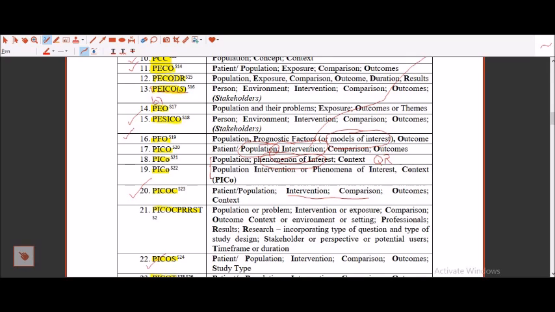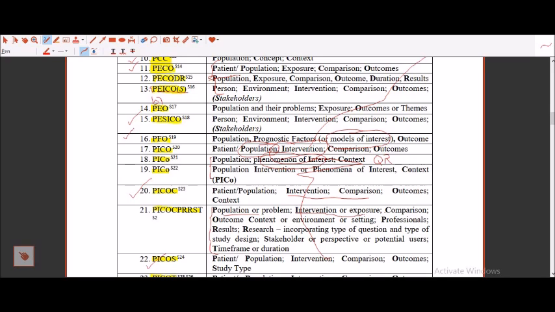Now look at this one very carefully, and you will see that yes, it's not an easy thing, and there are a lot of things for us to understand here. For example, you have got population or problem, intervention or exposure. Now here you have got the choice. In earlier cases you did not have the choice. Comparison, outcome, context or environment, setting, professionals, results, research, stakeholder, perspective, potential users.